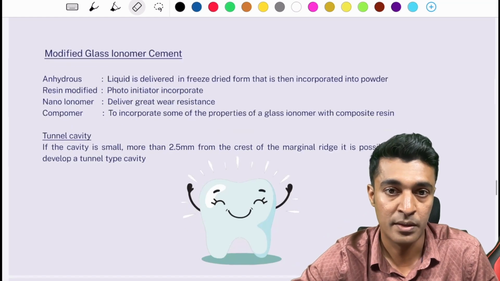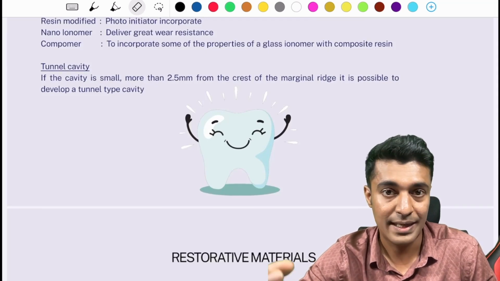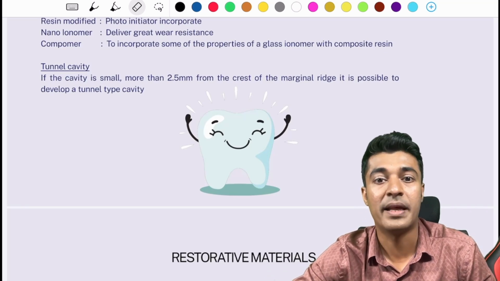Now, what is tunnel cavity preparation? If the cavity is very small and it is 2.5 mm from the crest of the marginal ridge, you can prepare a tunnel cavity.